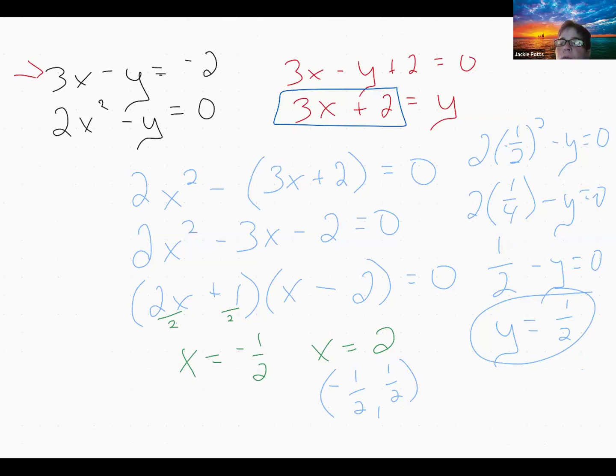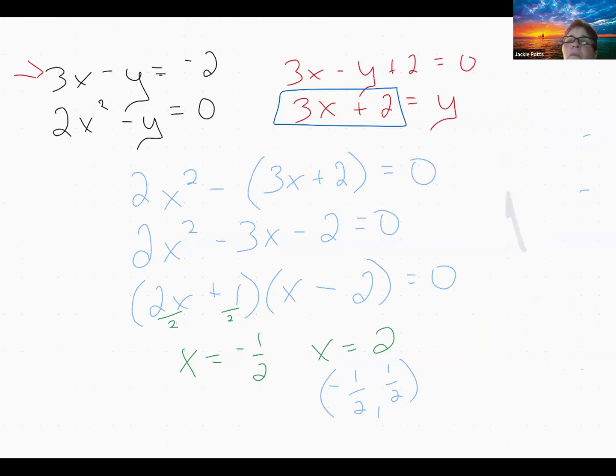So let's now solve for when I have x equals 2. I'm cheating. I'm using the one where y is already set equal. So that gives me 6 plus 2 equals y. 8 equals y. So when x is 2, y will be 8. These are the 2 points on the graph where the 2 will cross.